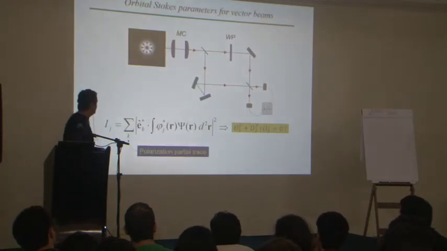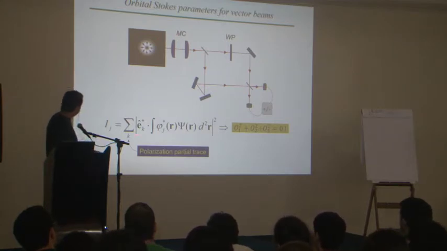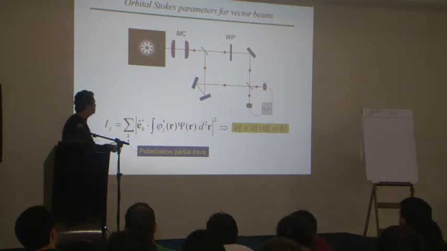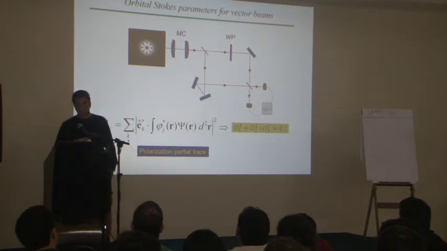Now, the same holds true for the spatial part. You can put it in this way, and what you see is that the measurement that you do involves a summation over the polarization states, and this is the partial trace right here. That's where you lose coherence.